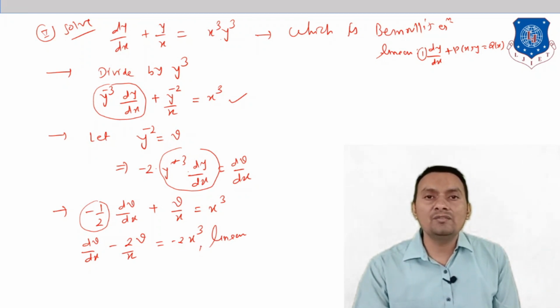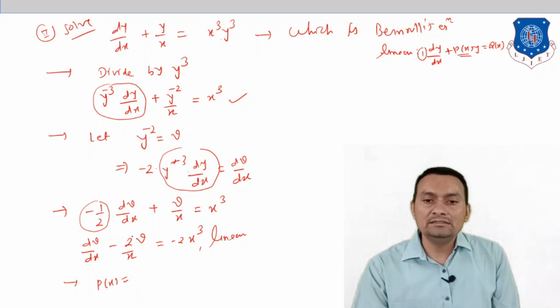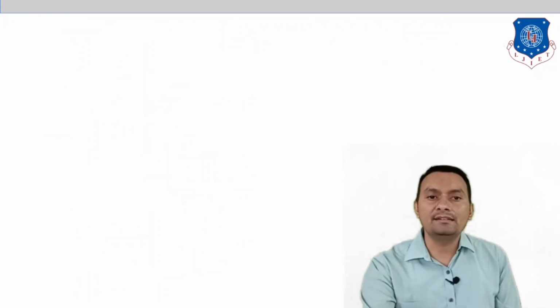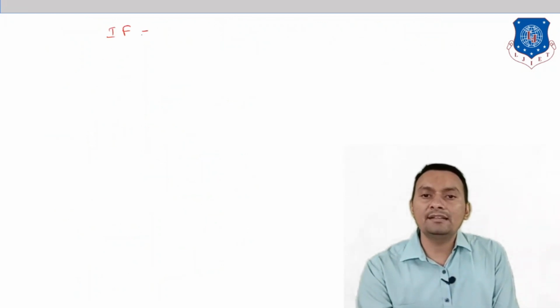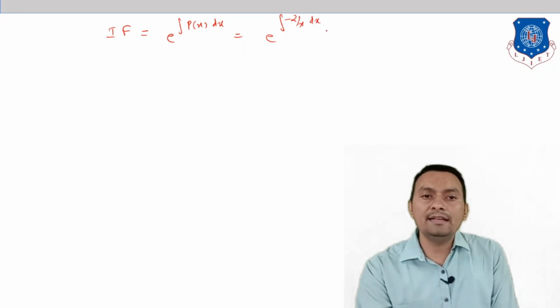If it is linear, we can find its integrating factor. From this we can say that p of x is minus 2 by x, and q of x is minus 2 times x cubed. So here the integrating factor will be e raised to the integral of p of x dx. Therefore, e raised to the integral of minus 2 by x dx, which is the same as minus 2 times the integral of 1 by x dx. That you can also write as minus 2 times ln x.